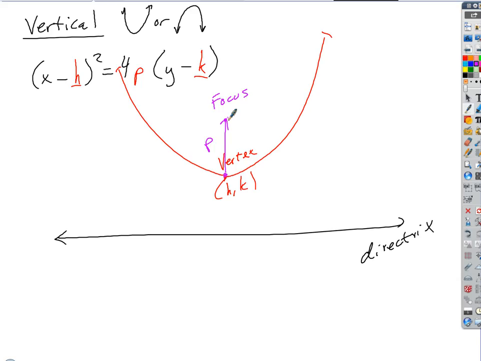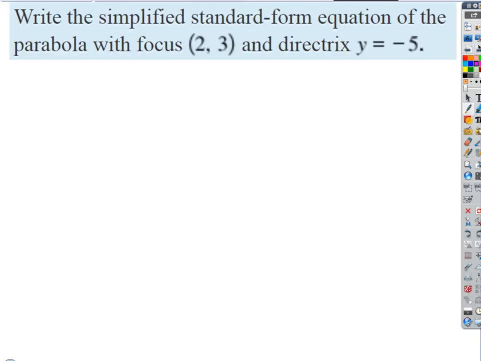What we want to do is we're going to start off by trying to come up with the standard form equation of a parabola if they give us, for example, the coordinates of the focus and the equation of the directrix. Okay, so let's try something like that. Okay, they're giving us the line, right? That tells us everything we need to know, right? What kind of line is that, by the way? If it's y equals a number, what kind of line?